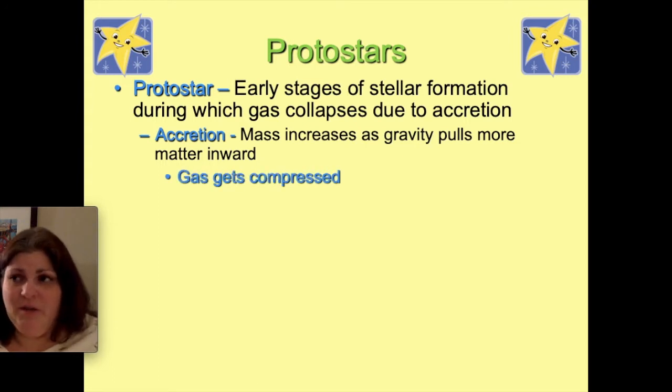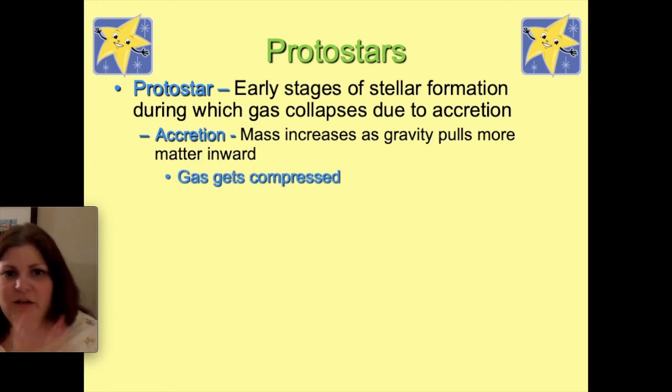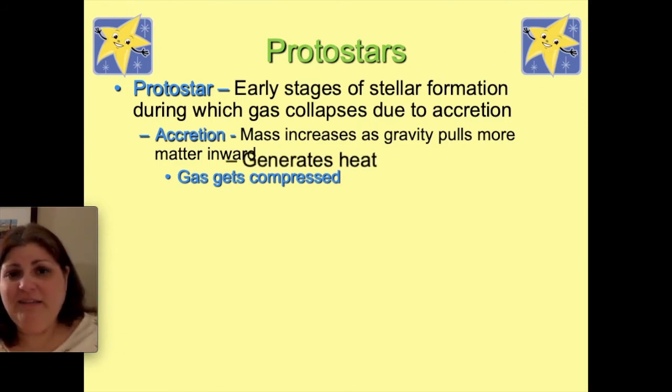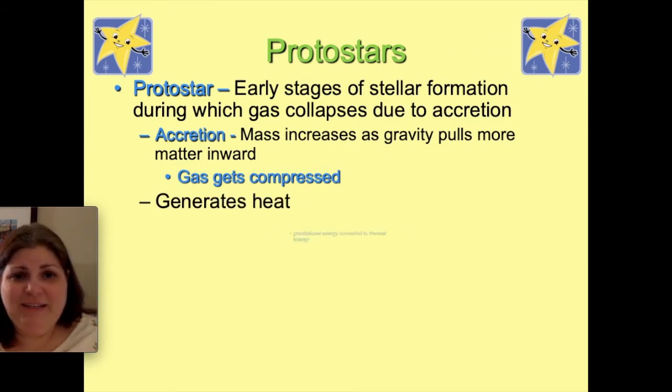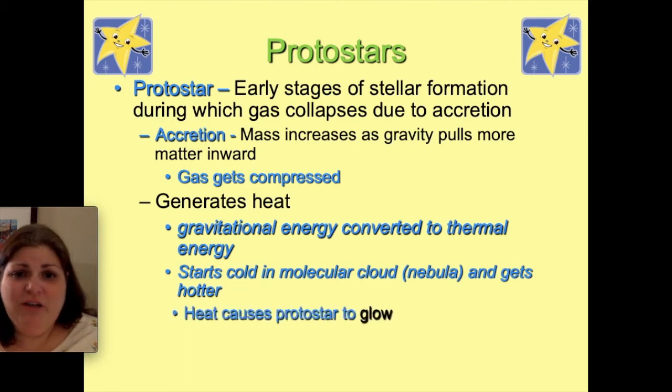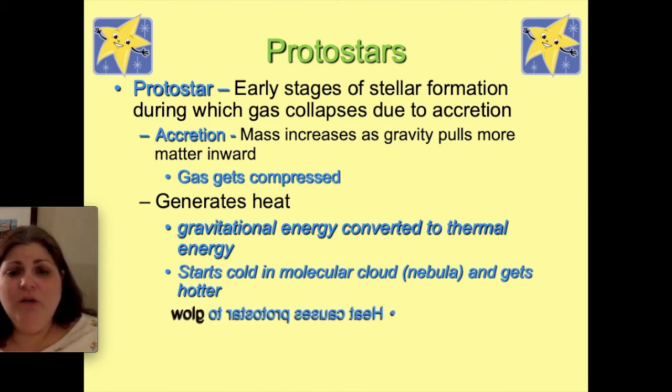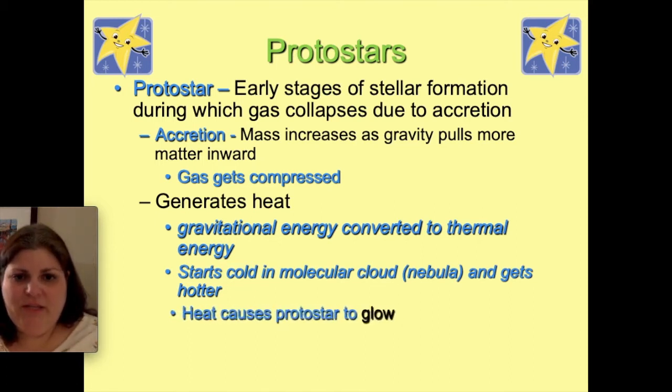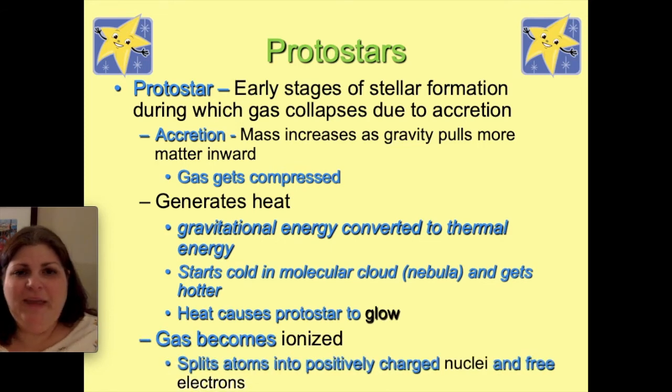Now, in a protostar, what makes it more than just a collapsing cloud is that as that gas gets compressed, it starts to generate heat. That heat gets converted from gravitational energy to thermal energy, which eventually causes the star to glow. So in order to be a protostar, it really needs two main characteristics. It needs to be accreting, collapsing due to gravity and gaining mass, and it needs to glow.